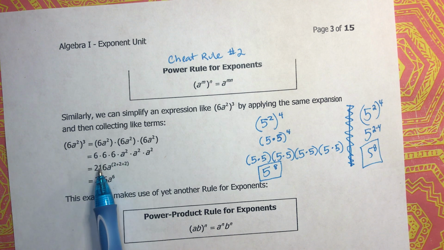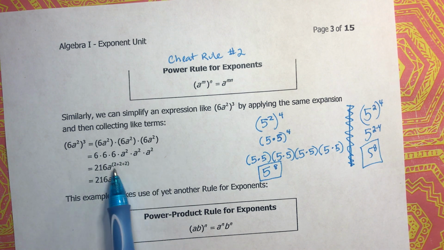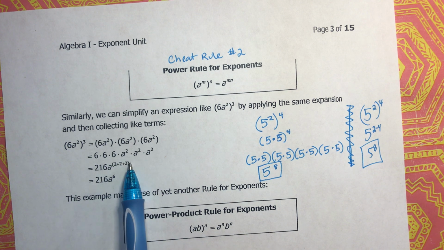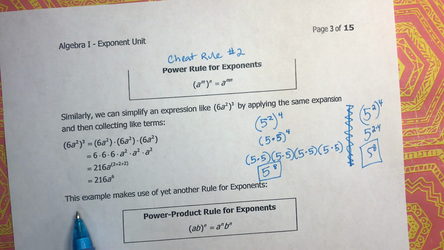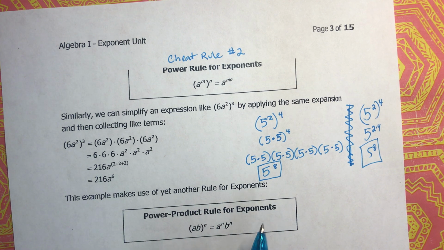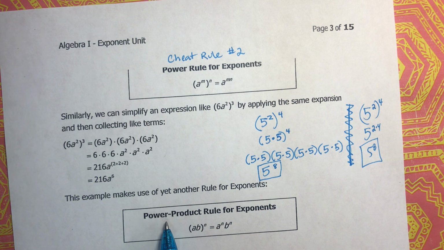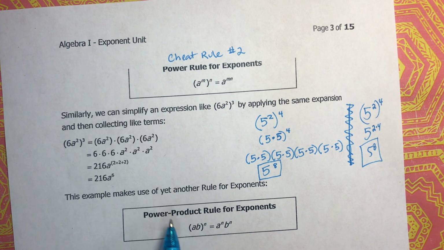So 6 times 6 times 6 is 216. And then here, since these are all multiplied and have the same base, we can do the product rule, which is a to the 2 plus 2 plus 2. Right? And once you simplify that, you get 216a to the 6th power. So this makes yet another rule for exponents, or cheat rules, as I like to call them. This is called the power product rule, which combines the product rule with the power rule.